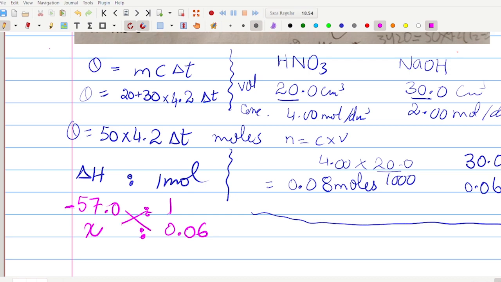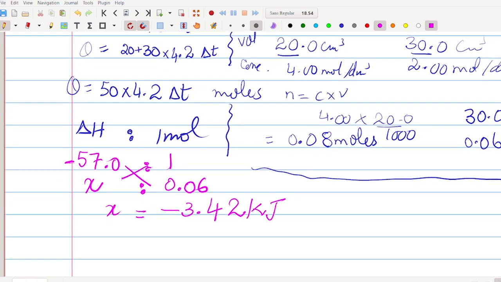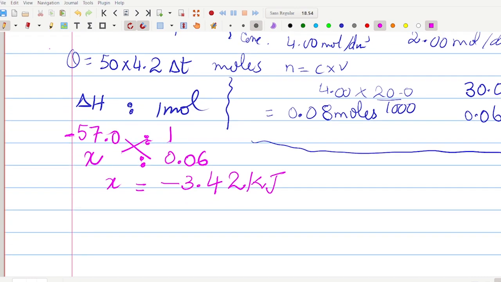So what is the answer? Quickly answer: 57.0 multiplied by 0.06. Minus 3.42. The answer will be in kilojoules. How can we convert kilojoules into joules? Multiply this value by 1000. Minus 3.42 multiplied by 1000. What will be the answer? It will be 3420 joules. The answer will be in joules.